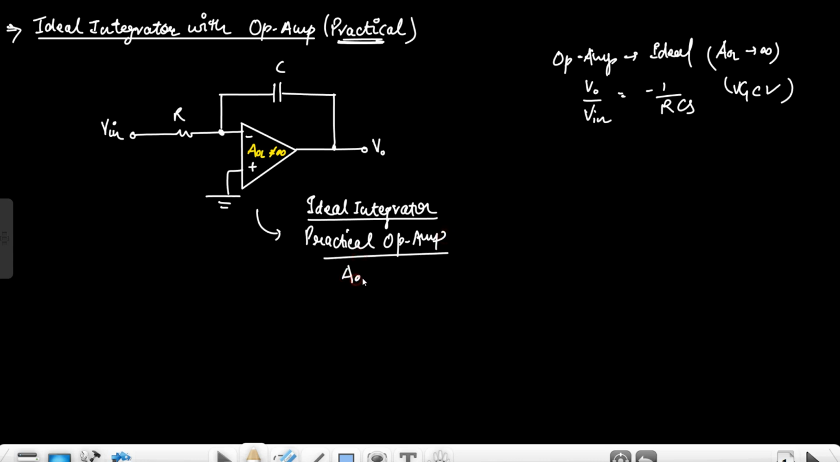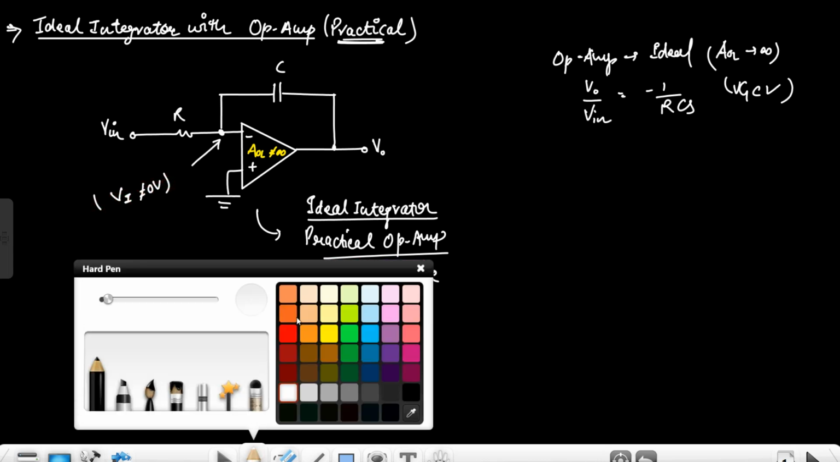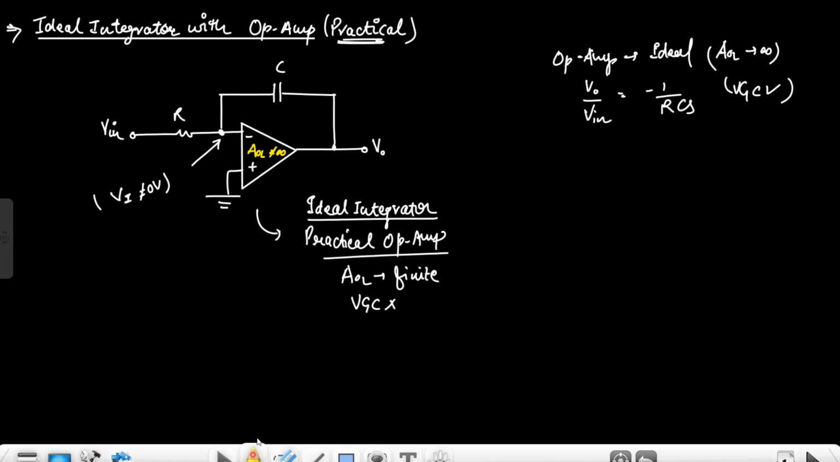It says AOL is having a finite value, which means the virtual ground concept is now not valid here. So the inverting terminal voltage is not equal to 0 volt. It is interesting to find out what the transfer function of this circuit will be. Whenever the gain of the op-amp is finite, we have to go with the basics of the output voltage of the op-amp, which is defined as V0 equals AOL into VD. This is the open loop gain, and VD is the difference voltage between the non-inverting terminal and the inverting terminal. The non-inverting terminal voltage is 0 volt.